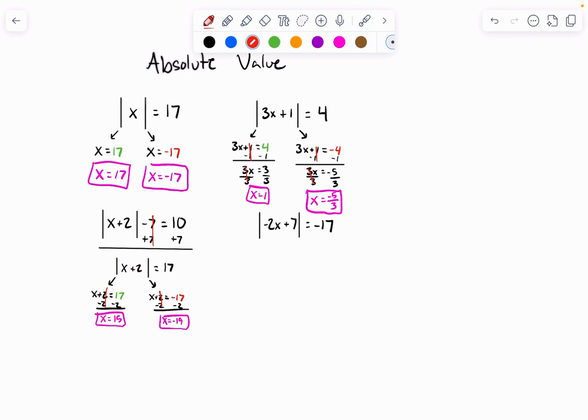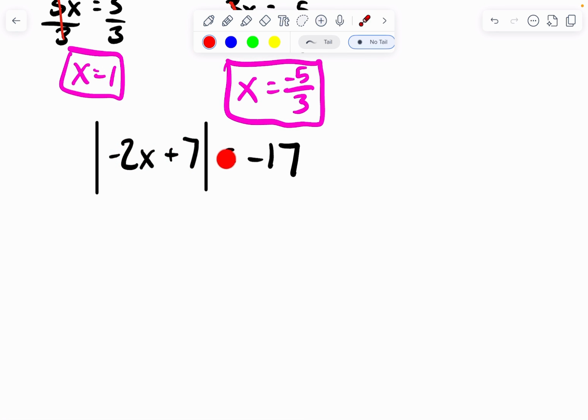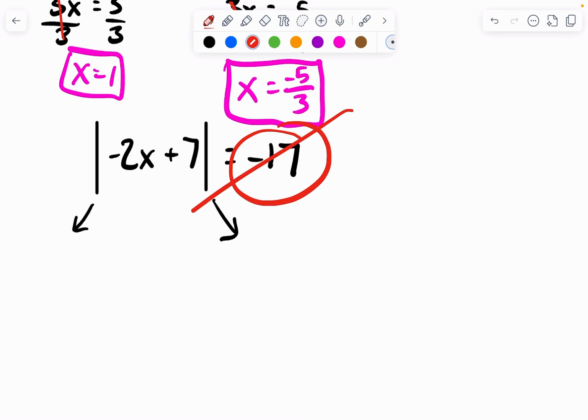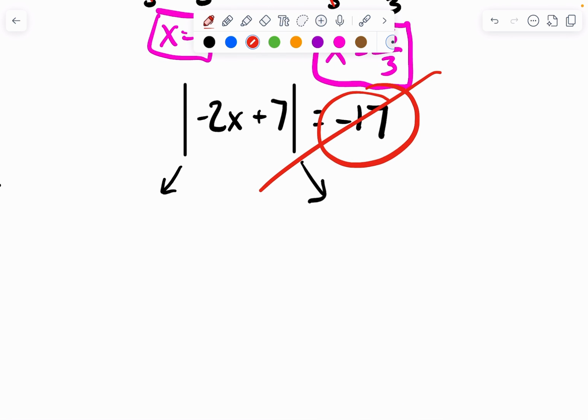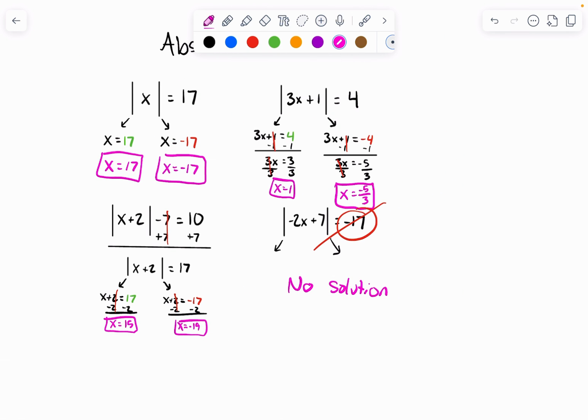Okay, last problem here, and that is the absolute value of negative 2x plus 7 equals negative 17. Now, what you're probably doing right away is splitting it up, and it could have been positive or it could have been negative. But here's the deal: this absolute value bar is alone. Can an absolute value ever equal a negative number? That is not possible. So this is no solution. Just be careful with that. A lot of times they'll try to trick you.